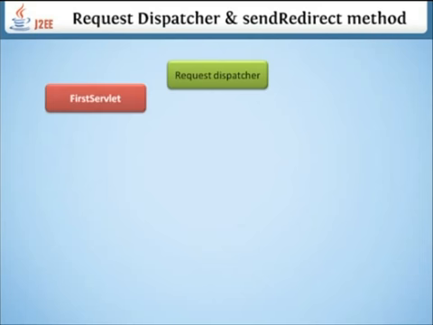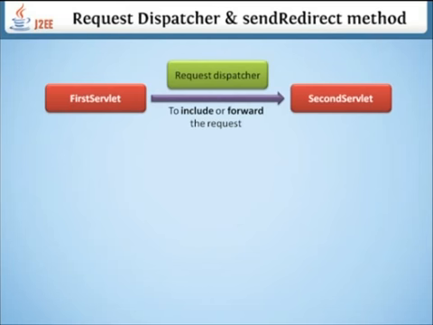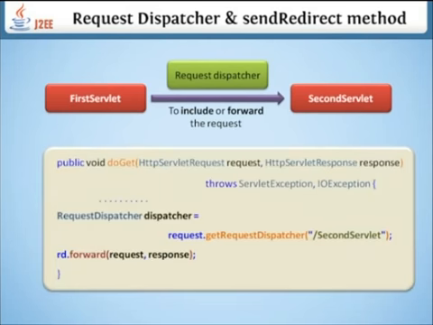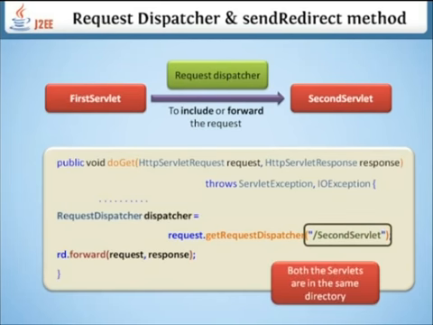Request dispatcher: the first servlet goes to include or forward by using the request dispatcher and sends to the second servlet. This is the way to communicate from one servlet to another servlet. Here we are giving the paths. If both the servlets are in the same directory, you can give it like this. Use the relative path.